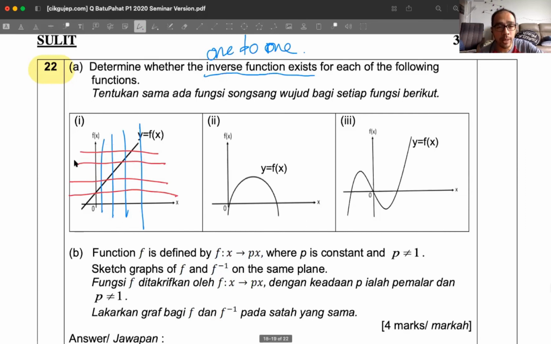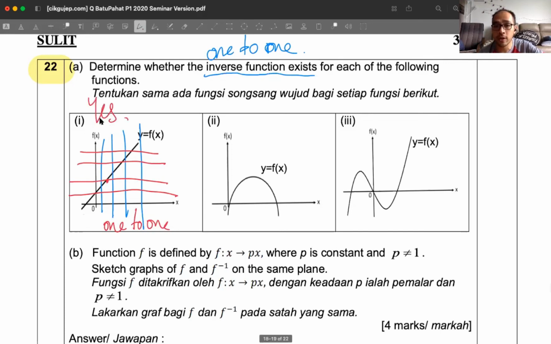Look at this red line. It crosses the black line only once. Take a look at this blue line. This blue line only crosses the black once. This blue line only crosses the black once. This red line only crosses the black here once. So this is a 1 to 1 function. So definitely this one is yes.